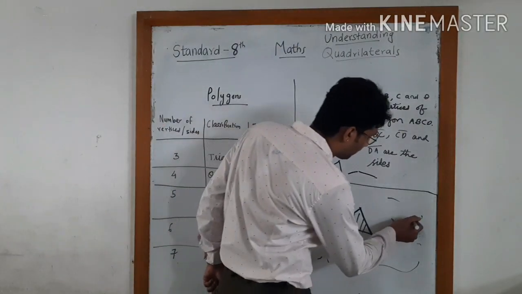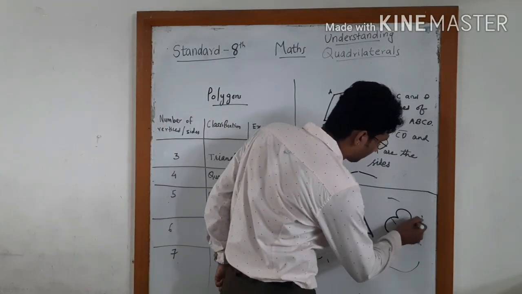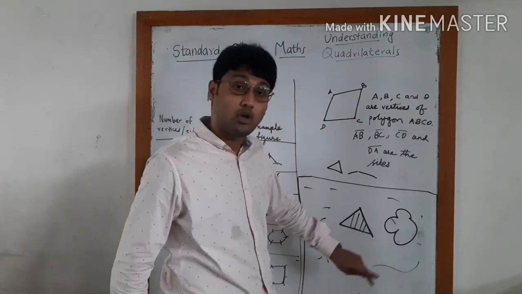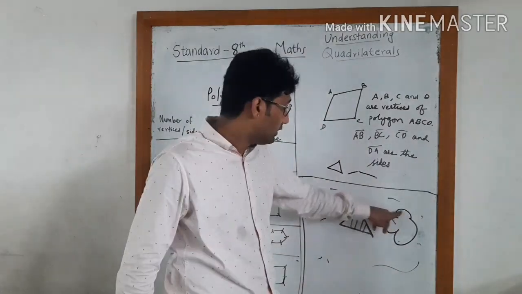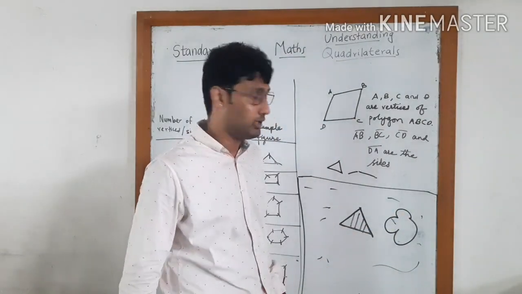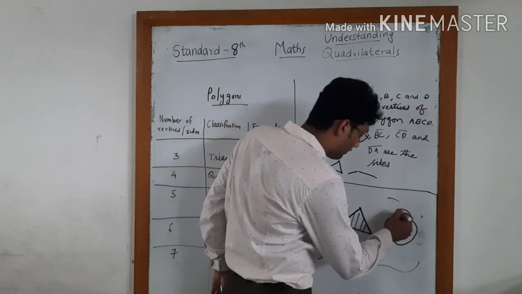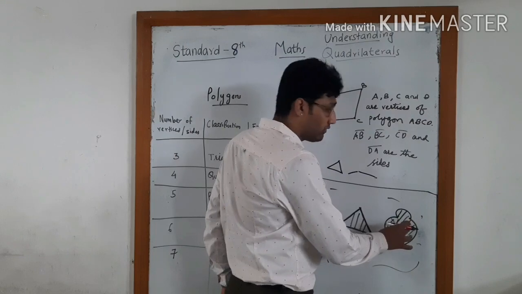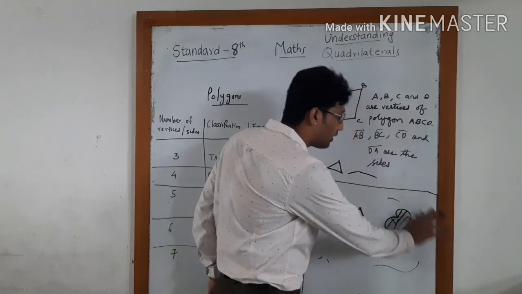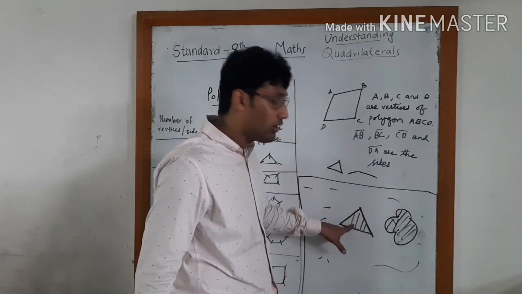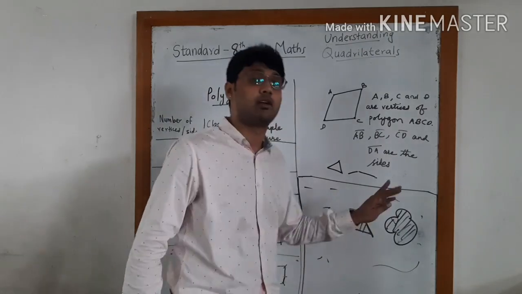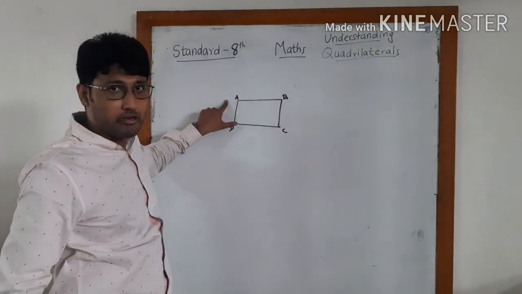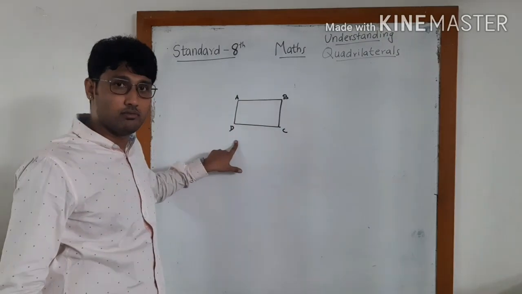Suppose I am drawing a simple curve like this. This is not a polygon because this is not made up of line segments. Here, this is the interior of the curve, this is the exterior of the curve. Interior of the triangle, exterior of the triangle. We have a quadrilateral A, B, C, D, right?